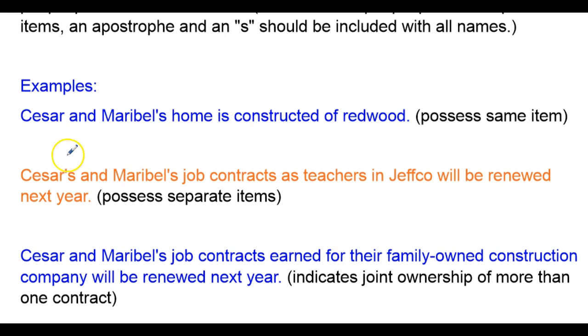In this case, there could be 6 names listed here talking about their job contracts that they own, and every single name listed will have an apostrophe S, okay? So they own the same item here. The apostrophe S only goes at the very end, and they all own separate items here, and the apostrophe S will go with every single name listed, even if it's 5 names, 10 names, it doesn't matter.